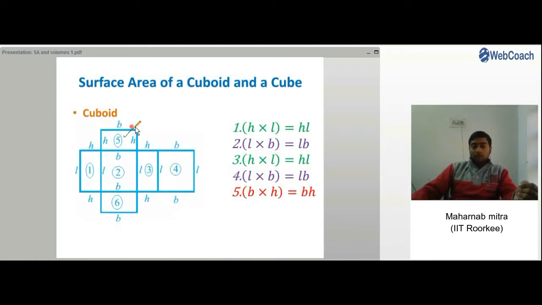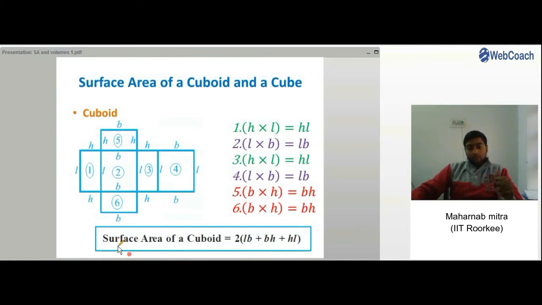Area of the fifth part is B into H, and area of the sixth part is also the same, B into H, right? So you can see we have got all the terms twice: height into length, length into breadth, and breadth into height. So if we add them up, we will get twice of HL plus twice of LB plus twice of BH. And if we add all the areas of these surfaces, we get the surface area of the cuboid.